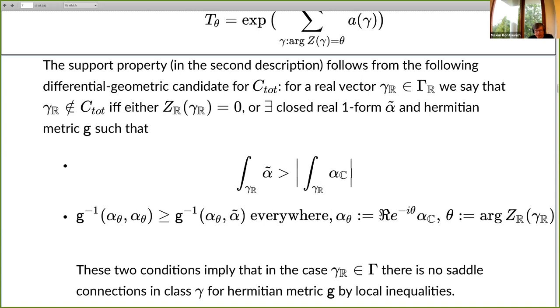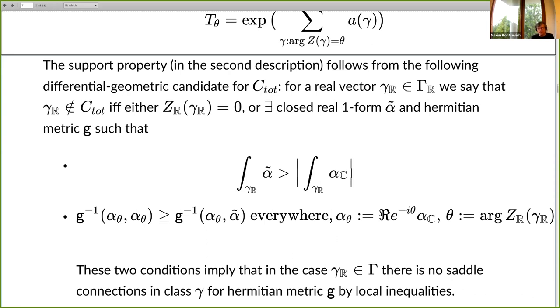But the inequality is strict. And the second condition is a pointwise inequality everywhere. Namely, if you take the inverse metric as a scalar product on the cotangent bundle, and take the square of the length of alpha theta, then it will be greater or equal to the pairing between alpha theta and alpha tilde. Yeah, it's some kind of very strange differential geometric constraint, a global inequality and a local inequality.